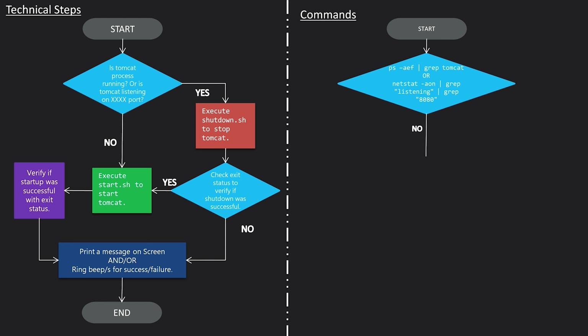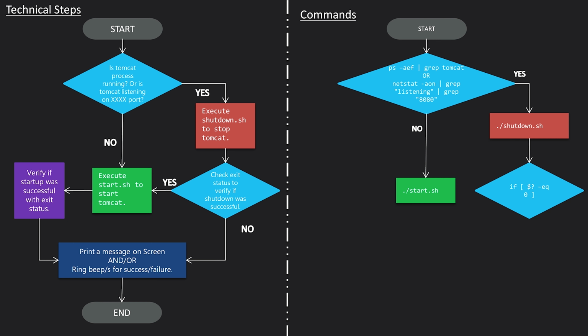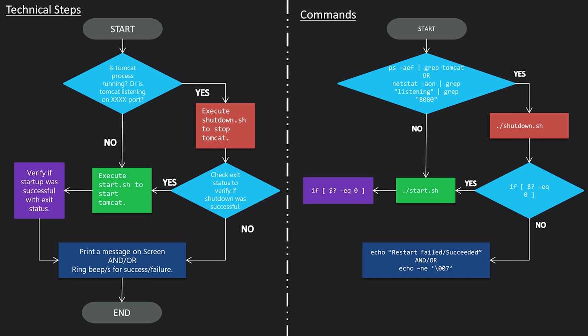If it's not running, I can start it using the start.sh script. But if it is running, I would have to execute shutdown.sh to stop the Tomcat first. I also have to check if the shutdown was successful and the exit status was 0. If it was 0, I can start the Tomcat now, but if it was not 0, I would need the script to notify me with a message and a bell. After starting Tomcat, I would again check if the exit status was 0 and Tomcat started successfully. At the end, I would need a notification whether the entire restart succeeded or failed.